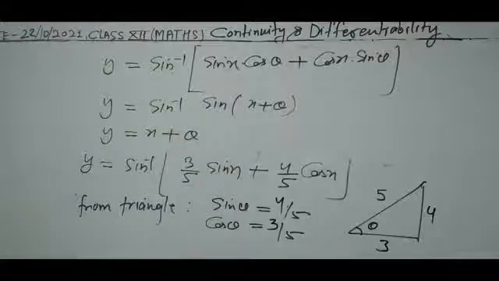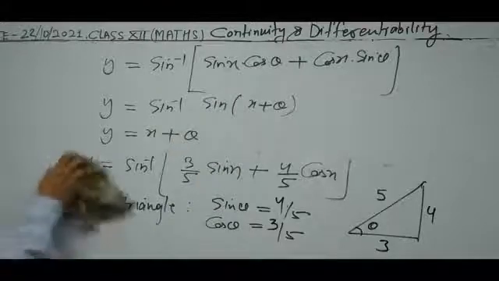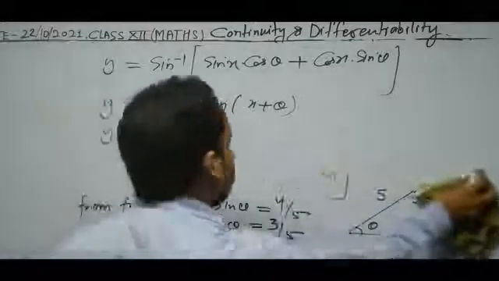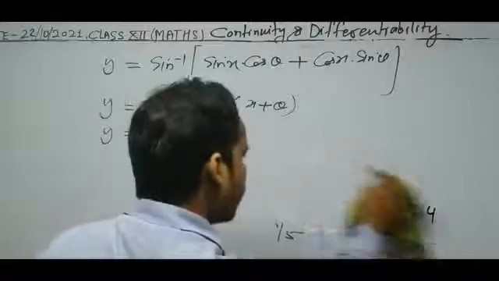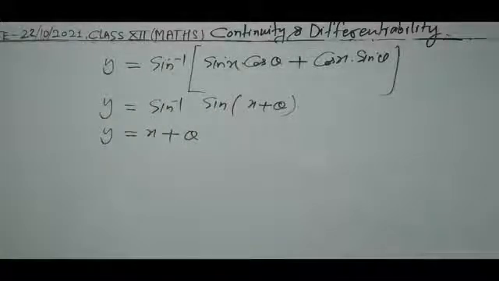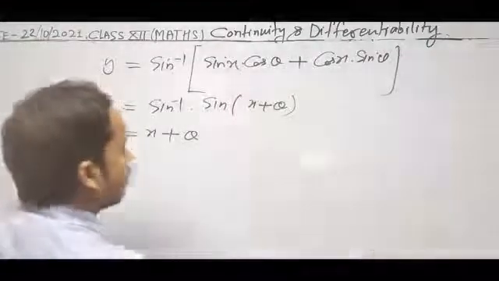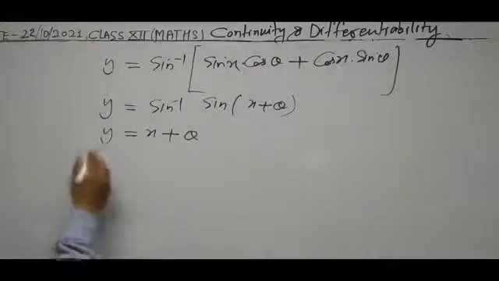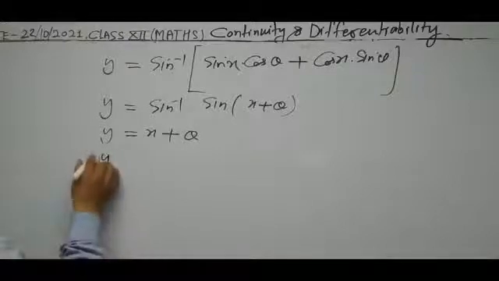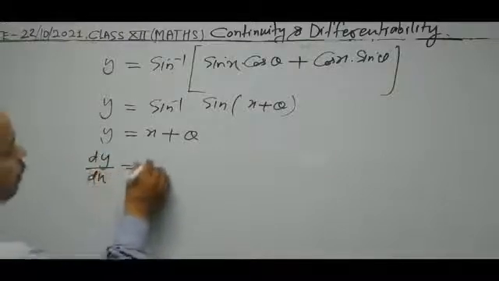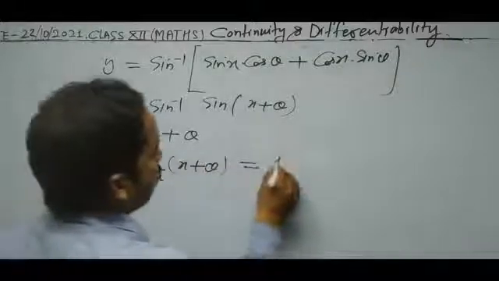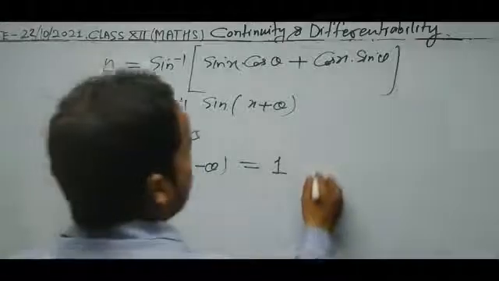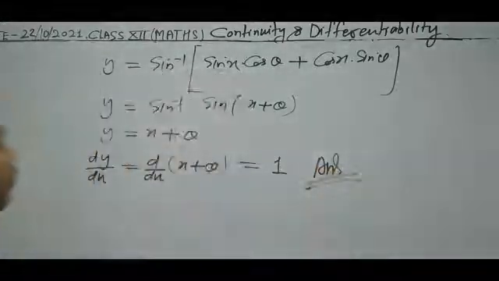And when you calculate dy by dx, what result will we get? dy by dx we have to calculate. So d by dx of x plus theta, this result will be 1. Now this will be the answer.